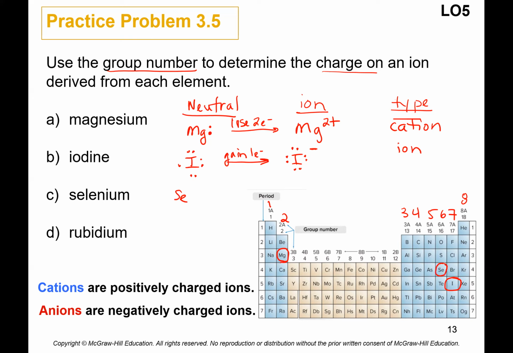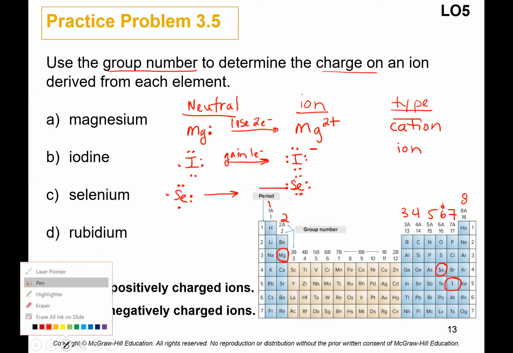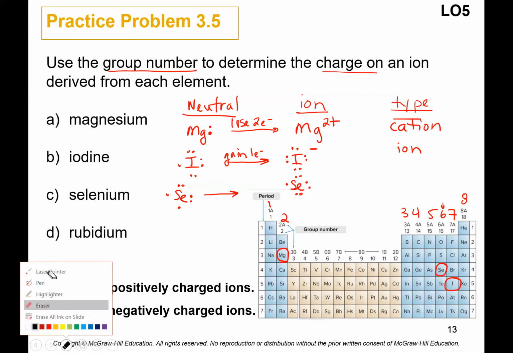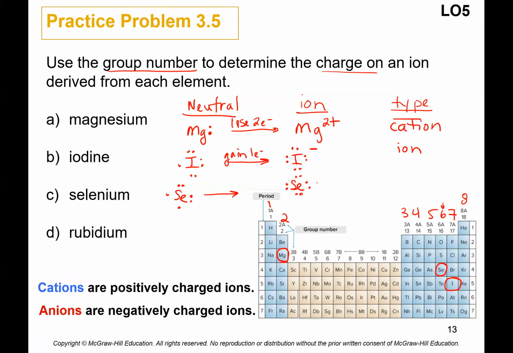Se is right here, so that means it's going to have 6 valence electrons. 1, 2, 3, 4, 5, 6. Selenium would rather pick up 2 electrons rather than give up 6. So it's going to pick up 2 electrons, 1 here and 1 there. And that means that if I have picked up 2 electrons, I have picked up 2 negative charges, and therefore selenium is going to have a 2 minus charge.